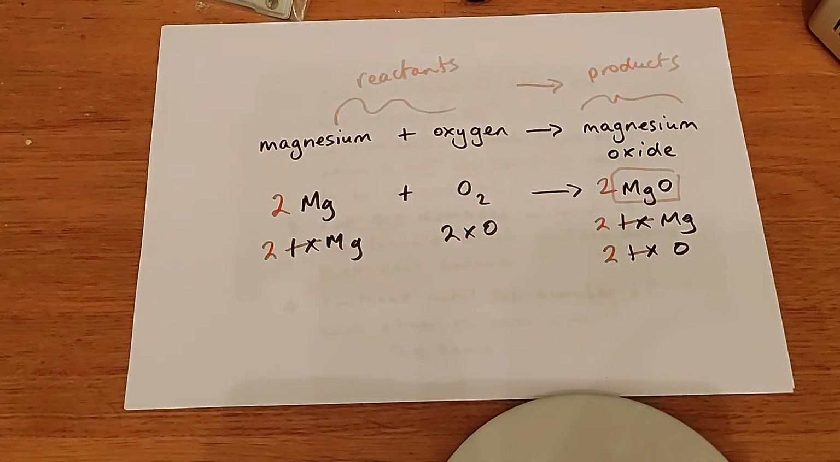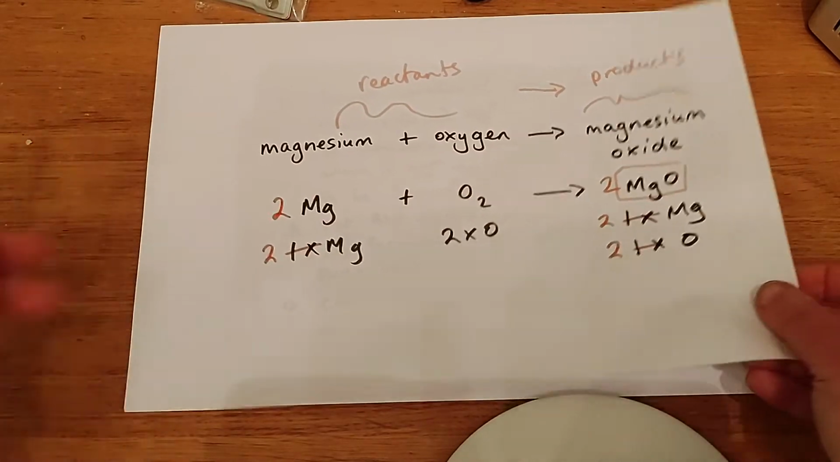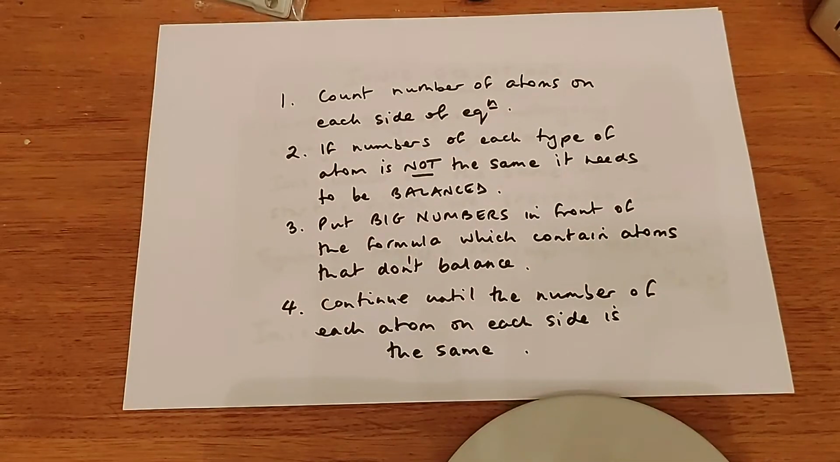So when you're balancing equations, it's really important to follow these steps. The first thing is to count the number of atoms on each side of the equation. If the numbers of each type of atom are not the same, it needs to be balanced. So you put big numbers in front of the formula which contains the atoms that don't balance, and then you continue until the number of atoms on each side is the same.